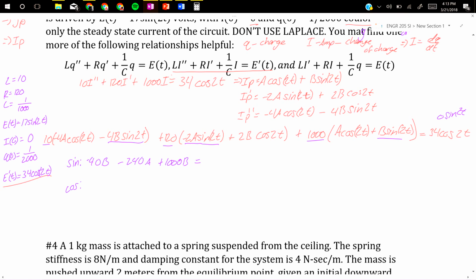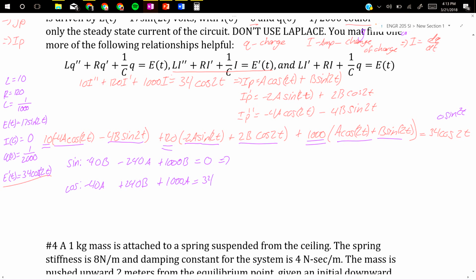So remember, this is like coefficients because we're only going to combine things that have a sine 2t in it. So there's no sine 2t over here, so we assume that our coefficient is 0. So this equates to 0. Now cosine, same deal. 10 times negative 4a, so negative 40a, plus 120 times 2b, so plus 240b, and then lastly plus 1,000a, because 1,000 times a cosine t, and this all equals 34.